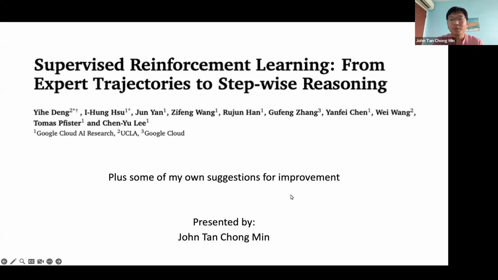Yeah, I know the name sounds a bit weird because we are used to either supervised learning or reinforcement learning, but this paper by Google researchers tries to combine the benefits of both into one single learning method. So they call it supervised reinforcement learning, where you learn by having reinforcement learning reward signals as well as traditional supervised learning. So how do they do this?